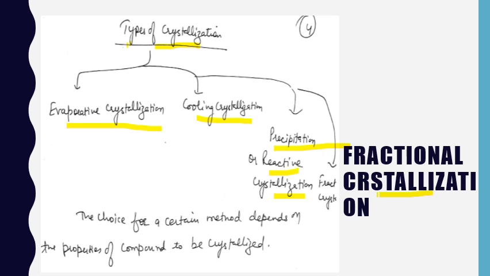For the selection of the type of crystallization, we can select the method according to the properties of the compound to be crystallized. Understood? So we can select any kind of crystallization method according to the compound we have to crystallize.